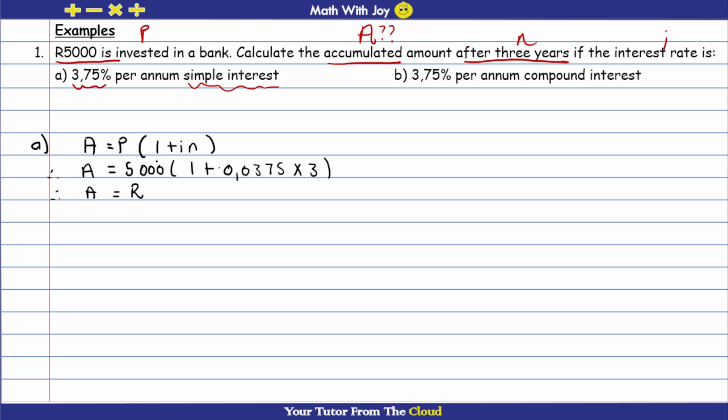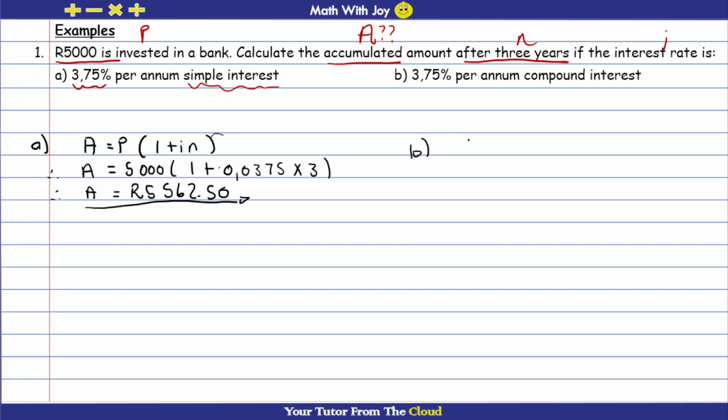And you remember, this is money that we're talking about. So the answer must be in rands. So you say 5,000 times (1 plus 0.0375 multiplied by 3). We get an answer of 5,562.50. So let's write it down. 5,562.50, 50 cents.